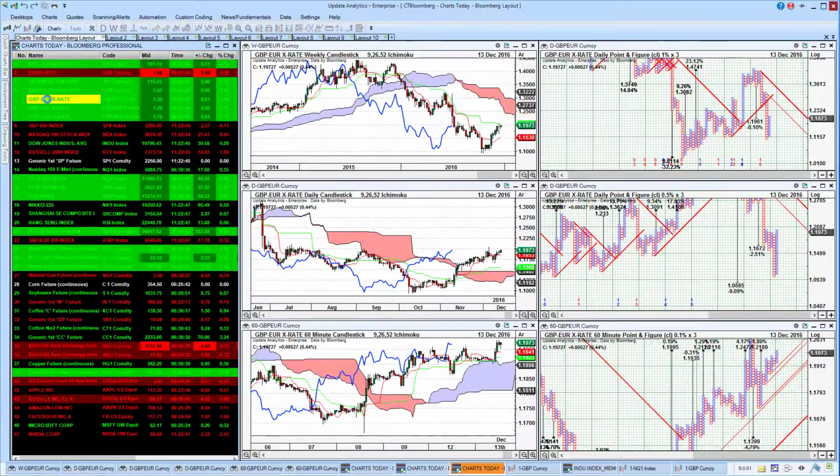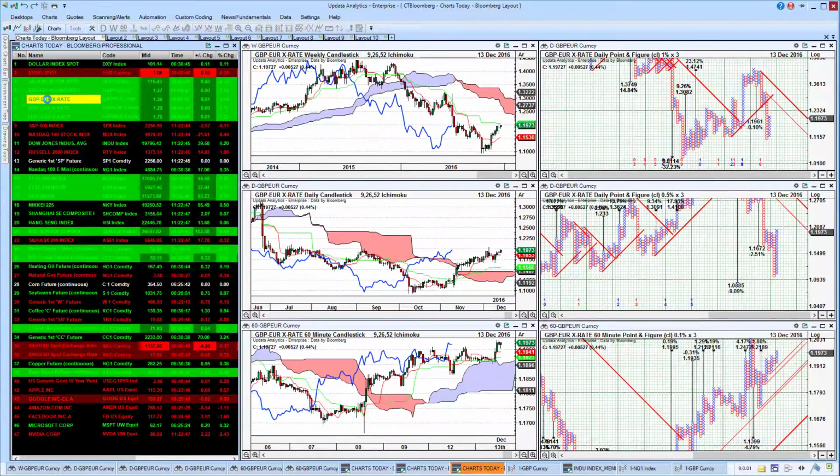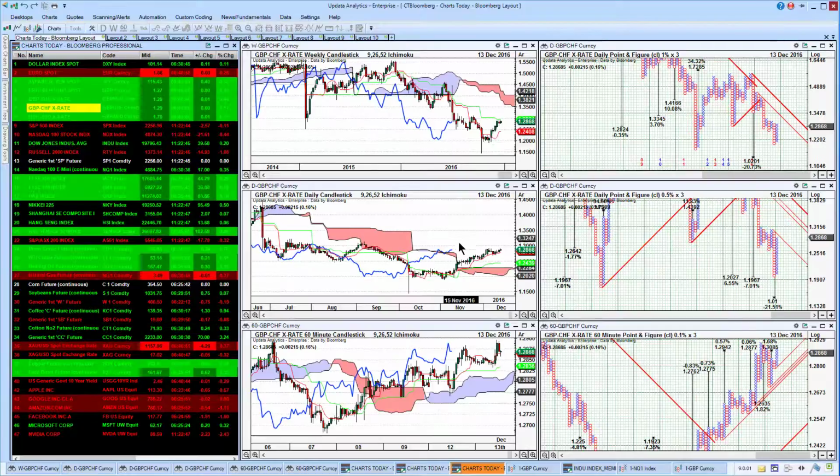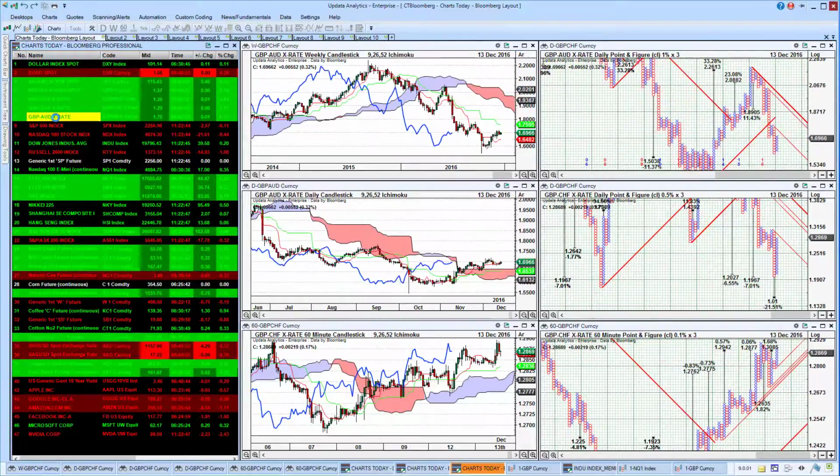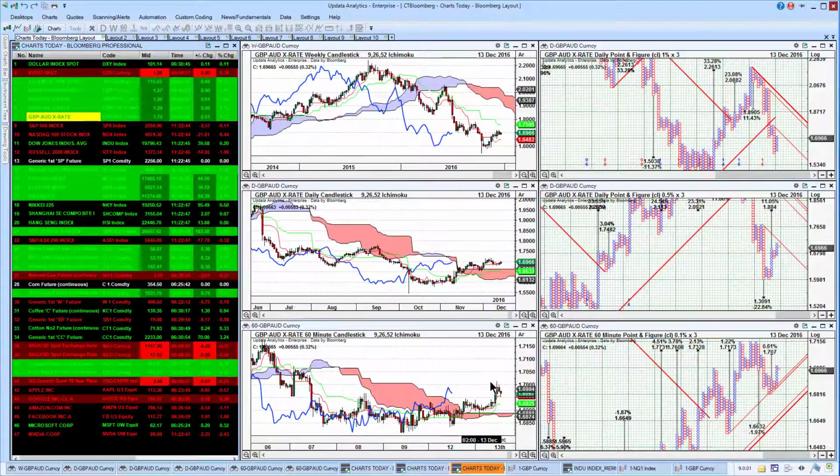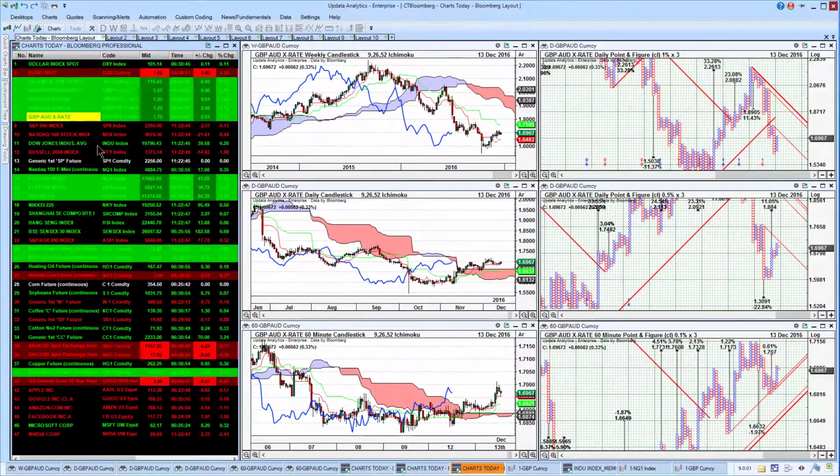Looking against the euro, sterling strengthening here, back nudging that 120 level against the Swiss franc, also coming through on the daily cloud now. So sterling just starting to show some signs of recovery, and the same on the Australian dollar through here as well.